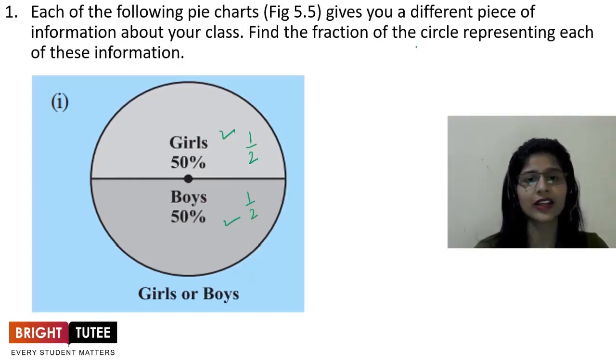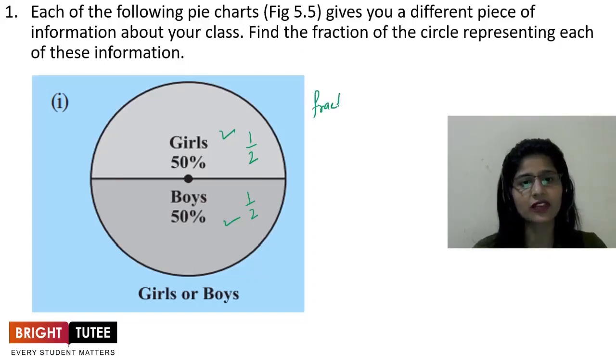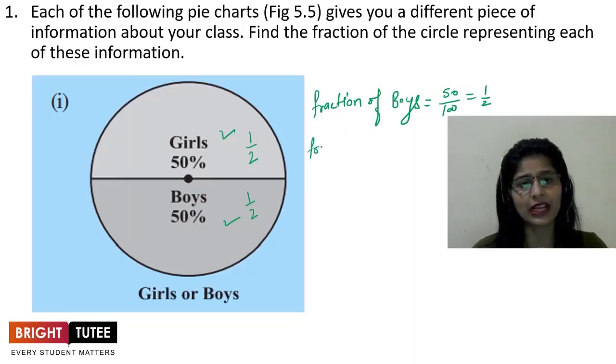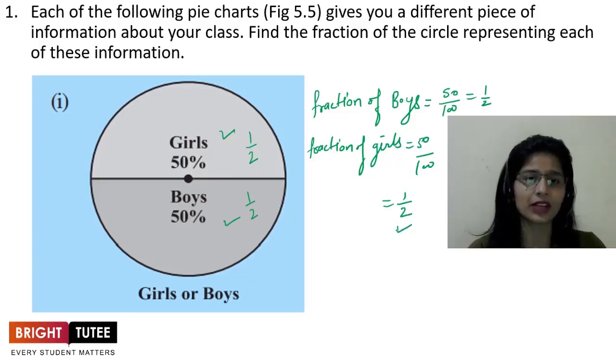Now they're asking to find the fraction of the circle representing each of these information. So we will write fraction of each information, that means first one is fraction of boys we will calculate. So fraction of boys is 50 upon 100, that is 1 upon 2, and similar to it we can calculate fraction of girls, right? Fraction of girls would also be 50 upon 100 and that is going to be 1 upon 2. So the fraction of the information is this. That means number of boys and number of girls is equal. It is half. 1 upon 2, 1 upon 2, the fraction for these.